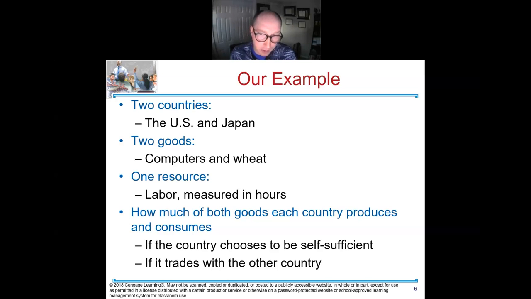How much of both goods each country produces and consumes is one of the major factors of trade. If one country chooses to be self-sufficient, that means that country is not going to trade, because they're making everything there and they're self-sustaining. In other words, if I produce wheat in the United States and only sell it in the United States, that's self-sufficient. Interdependence means I'm relying on Japan to make computers to sell to the United States.